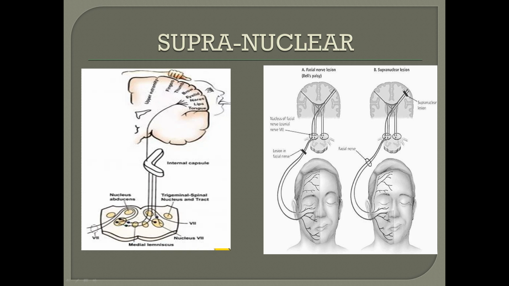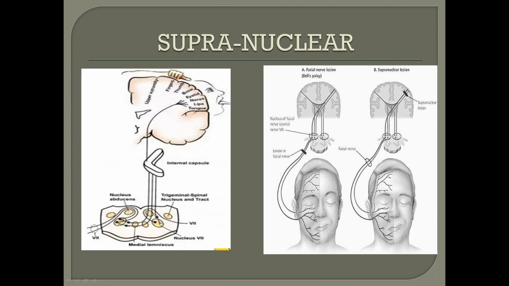Now, the supranuclear part. These nuclei receive innervation from both sides of the supranuclear part. If you see the cerebral cortex, the area represented by the facial structures like brow and eyelid has a very large representation in the cerebral cortex. After originating from here, they go downward, and through the internal capsule, they join the nucleus.